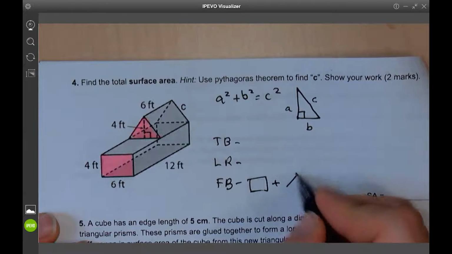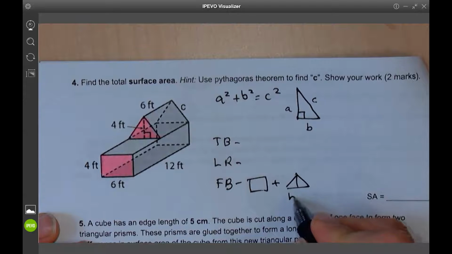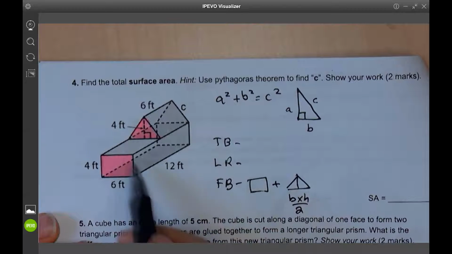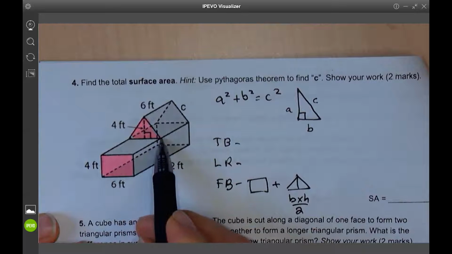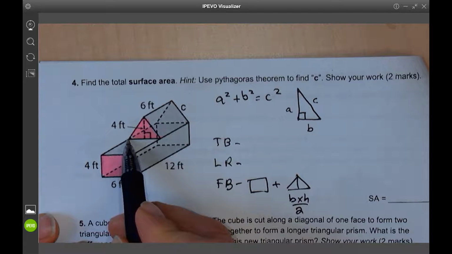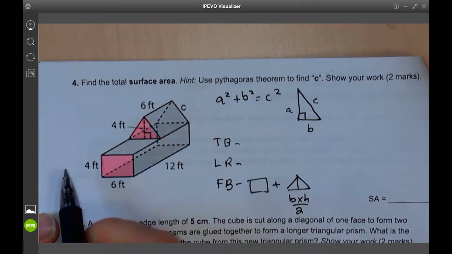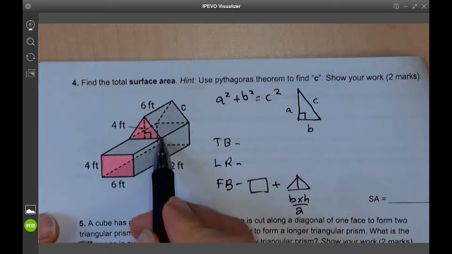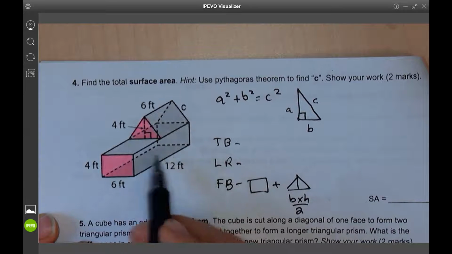How do you find the area of a triangle? Base times height divided by 2. What's the base in this case? 6. Yes, you go all the way across. In this case, it doesn't have to be a right angle triangle. It just has to be perpendicular. The base and the height have to be perpendicular. So you can use the entire base this time. You can use all of 6. 6 times 4 divided by 2.